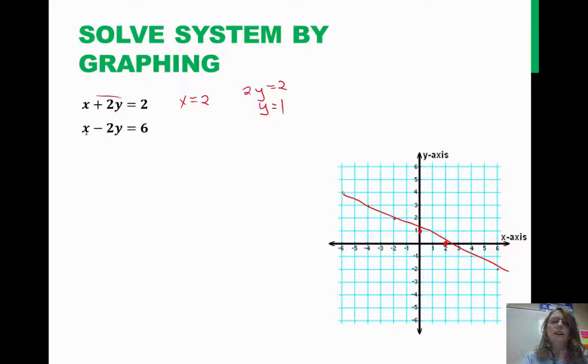Okay, so let's try the second one. If I put in 0 for y, the 2y disappears, so I have x equals 6. And then if I put 0 in for x, I have -2y equals 6. And if I divide by -2, I have y equals -3. So I'm going to put a point at -3 and a point at 6. Here we are. Now, once again, it's important for me to use a straight edge as much as I can.